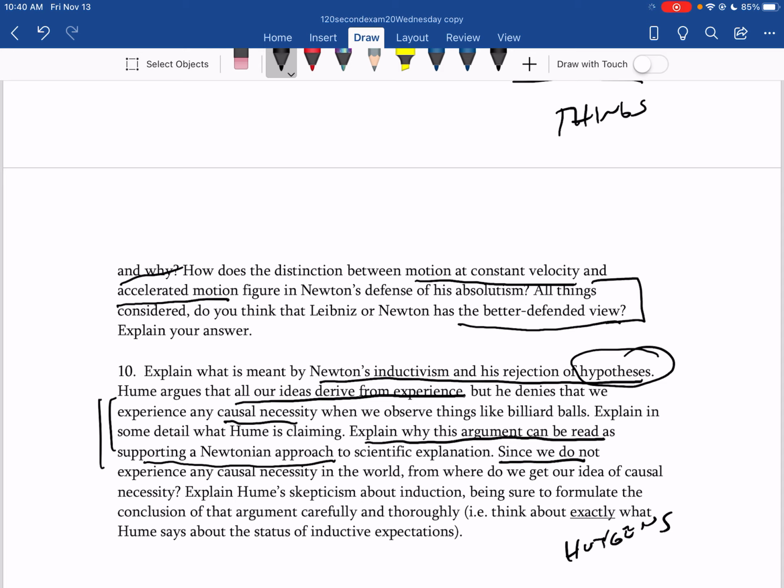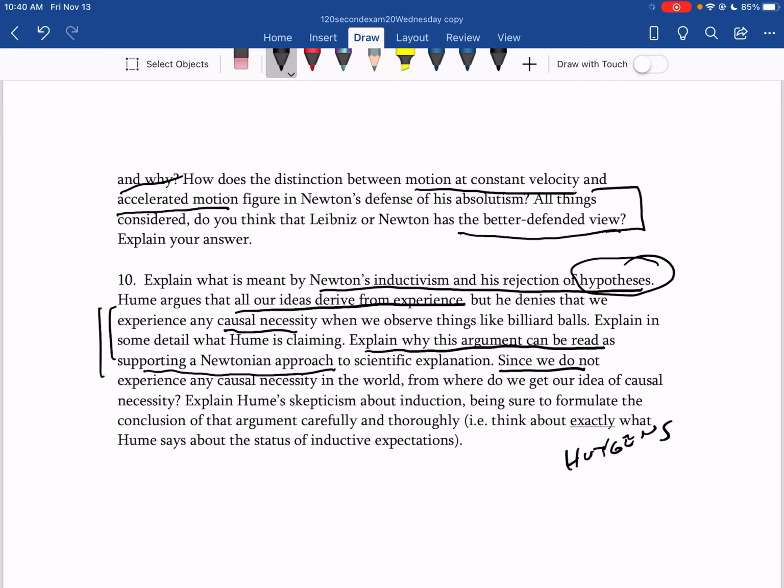And so his skepticism about causal necessity supports a Newtonian approach to scientific explanation, because he says all we can do is make inductive generalizations. It seems to be the case that whenever a cue ball touches an 8-ball, it always moves. What makes it move? We have no idea. What makes it the case that the Earth and the Moon pull on each other? We have no idea. So I think you get a deeper understanding of both Hume and Newton if you bring them together, and not very many people succeeded in doing so.